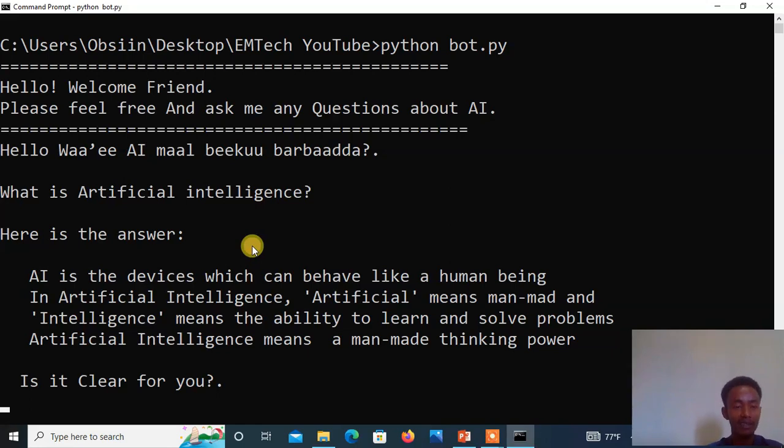Here is the answer. Artificial intelligence is a device which can behave like a human being. In artificial intelligence, artificial means man-made and intelligence means the ability to learn and solve problems. In general, artificial intelligence means man-made thinking power. Wonderful, the definition of artificial intelligence that I have got from the artificial intelligence chatbot.